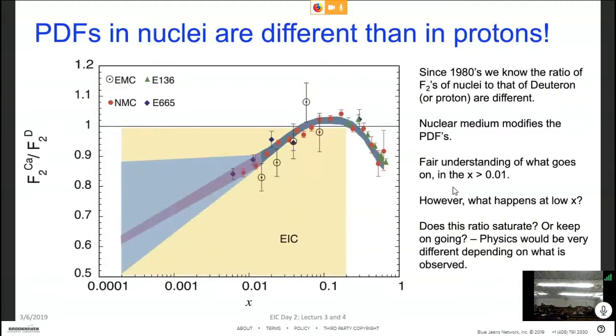And you cannot do that in fixed target because you don't have enough kinematic reach. You can only do that with an electron-ion nuclear collider. And that has never been measured. So this is the region where we want to go, with high Q squared and very low x.